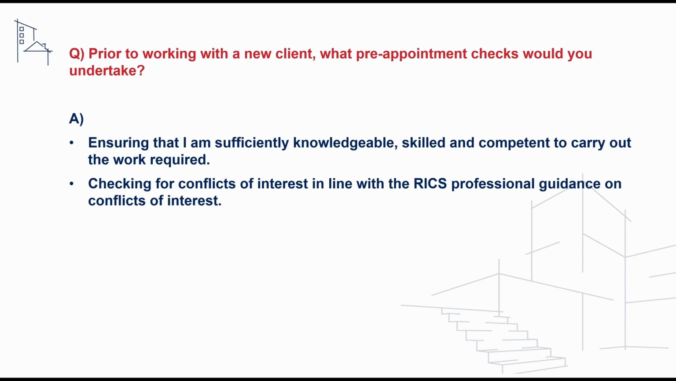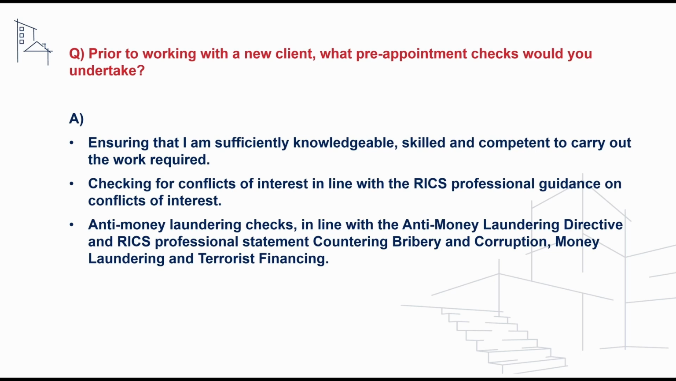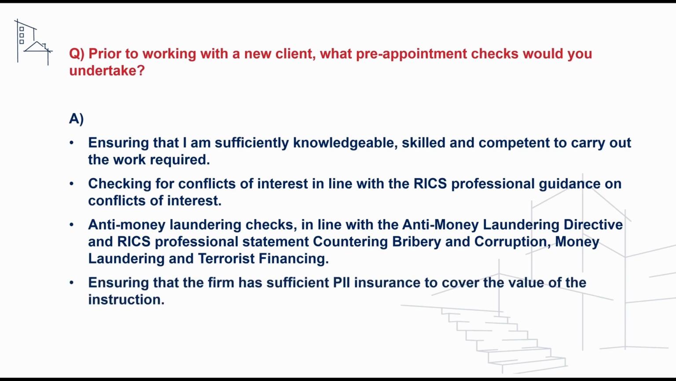We would also check for conflicts of interest in line with the RICS professional guidance on conflicts of interest. We would undertake anti-money laundering checks in line with the Anti-Money Laundering Directive and RICS professional statement. We could also ensure that we had sufficient professional indemnity insurance cover in place prior to the instruction being undertaken. And finally, we could say that on receipt of a verbal instruction, we would look to formalise the engagement in writing with issuing and signing off on written terms of engagement.